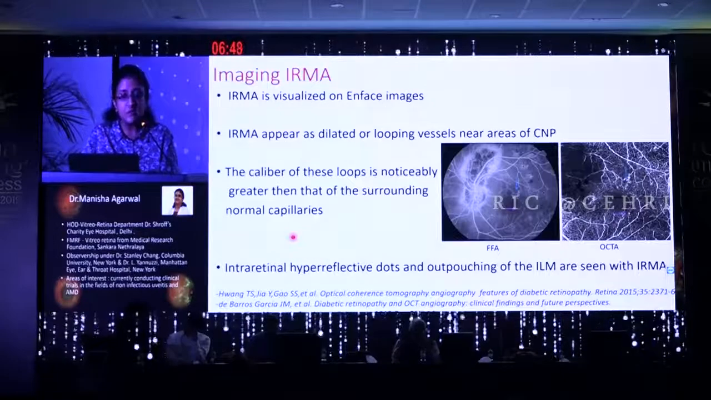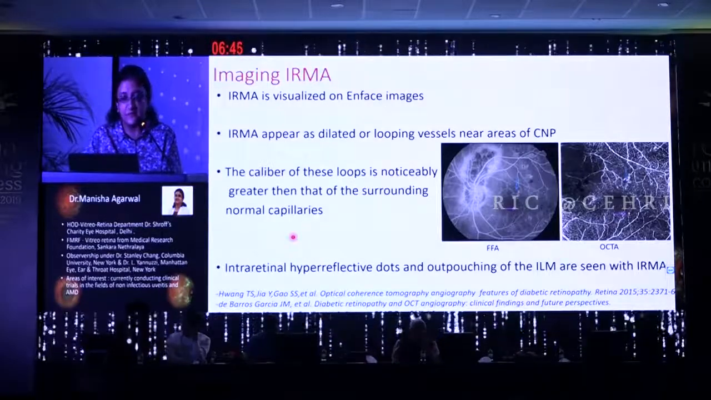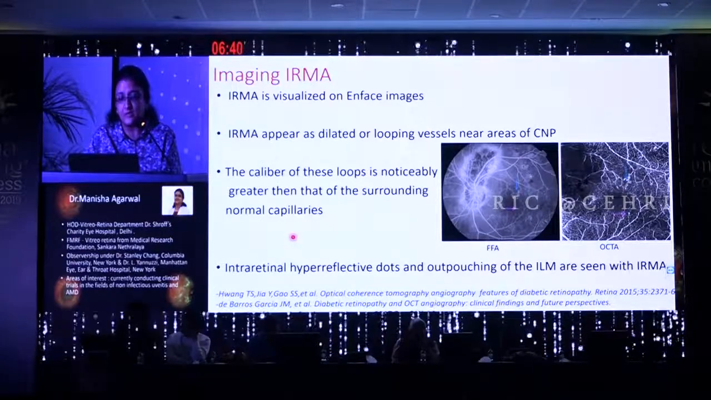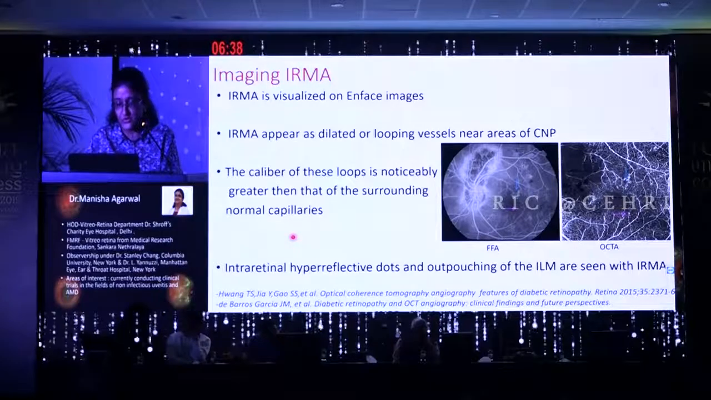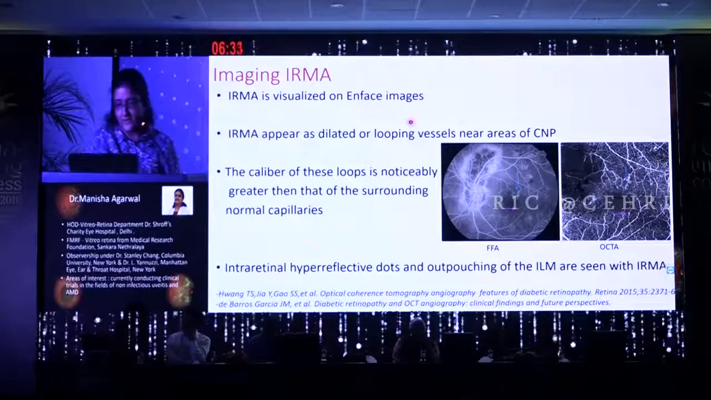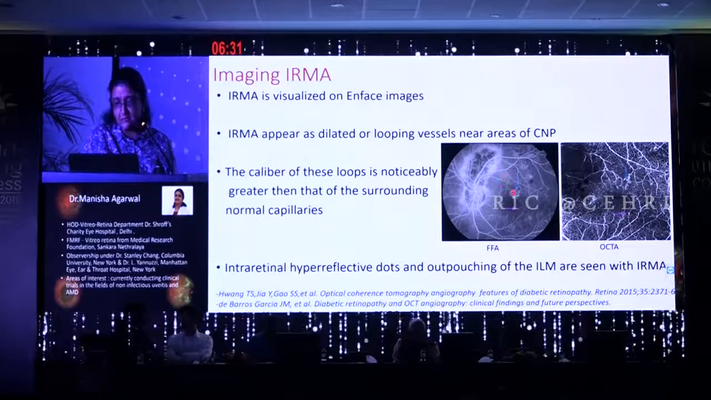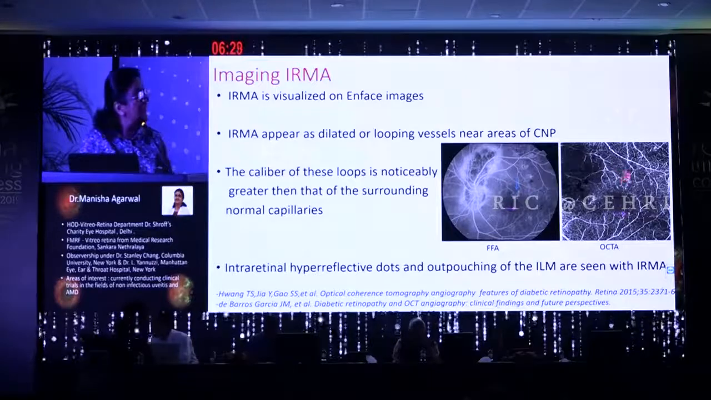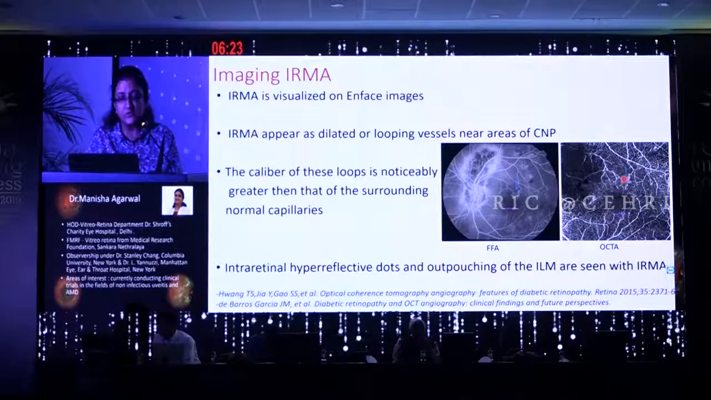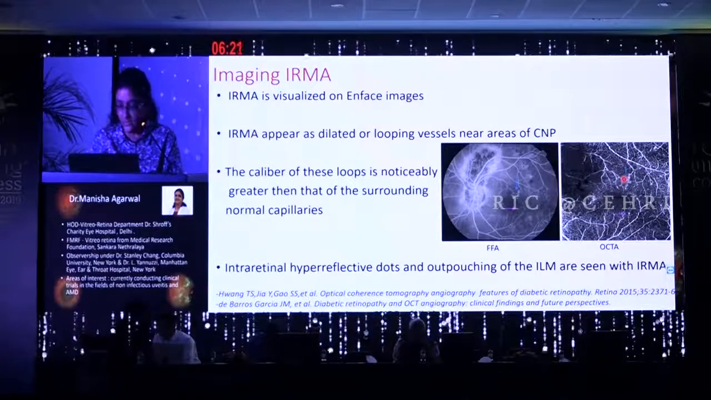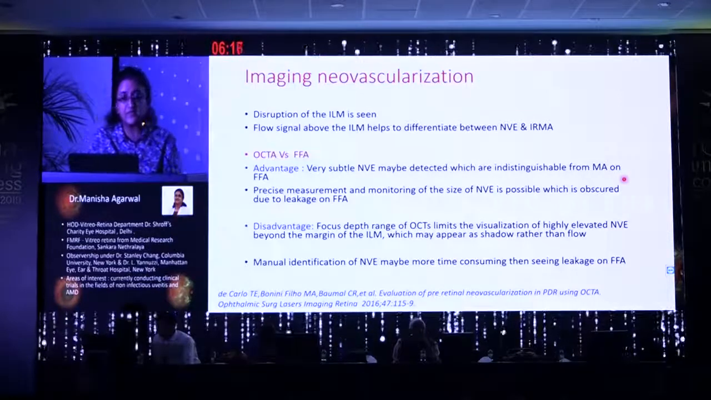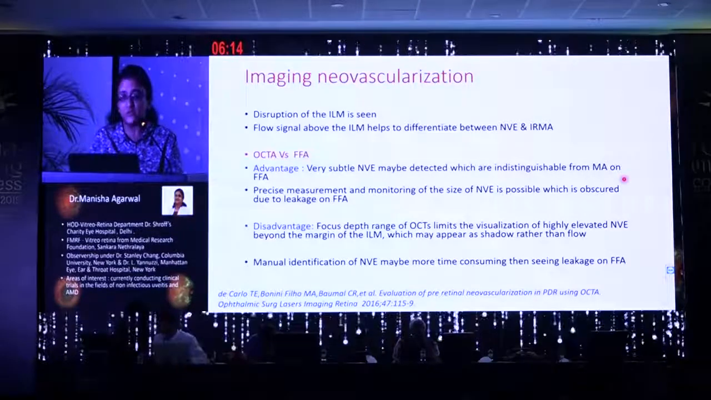We can also image IRMA, and it is visualized better on en face images, and they appear as dilated or looping vessels which are found near the areas of capillary non-perfusion. So this is one of my patients where you see the fundus fluorescein angiography, and you are suspecting an IRMA somewhere over here, and when you see it on an OCTA, you are able to again localize the IRMA quite well. The caliber of these loops is noticeably greater than that of the surrounding normal capillaries, and that's how you'll end up recognizing them.